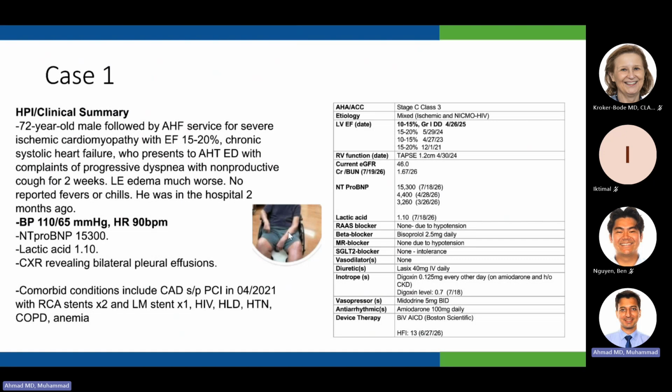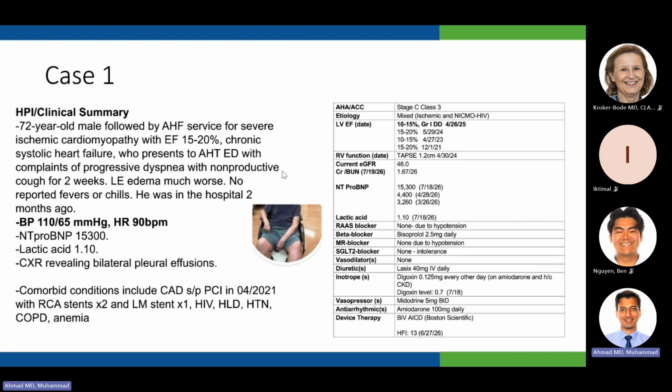What you're looking at is literally his picture that they took. That is him, okay? And you can see his legs. The edema is basically anasarca at this point because it's crossed his knees and it's in his thighs. And so he's really in bad shape.